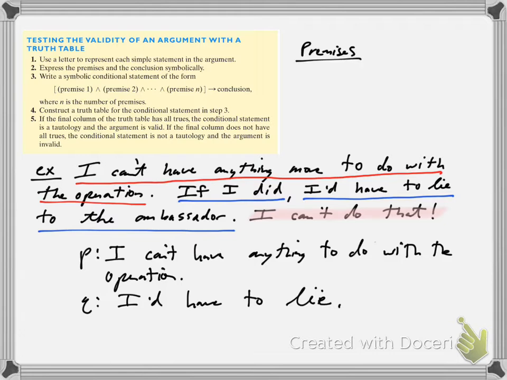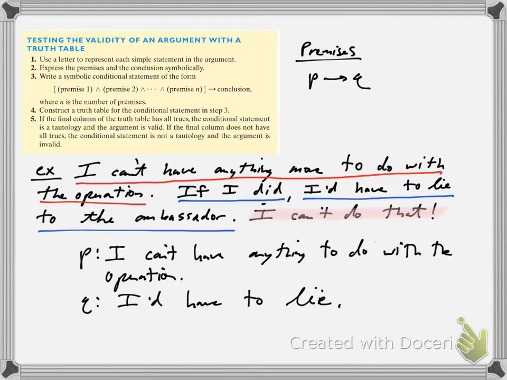the things he's using to justify his argument is in the blue first. If I did, I'd have to lie to the ambassador. So basically, if I did means if I did have anything to do with the operation, so that would be P, then, arrow, I'd have to lie to the ambassador, which is Q. So that's one of the premises. P implies Q. If I did, then I'd have to lie to the ambassador. Okay? So having something to do with the operation is P. And then his other premise is I'd have to lie. Well, that's I can't do that.